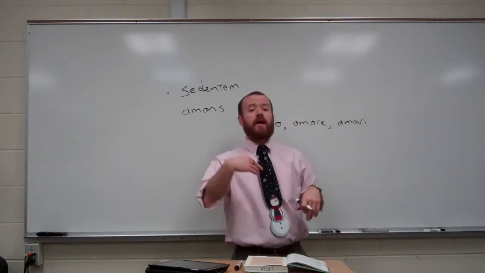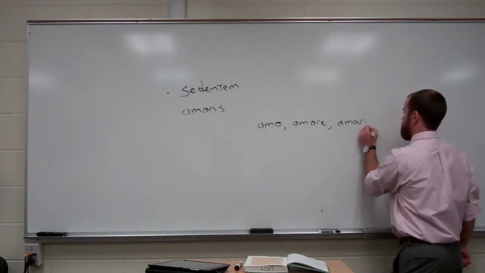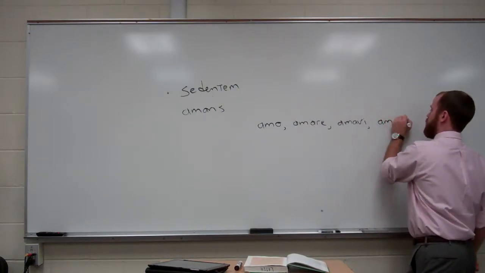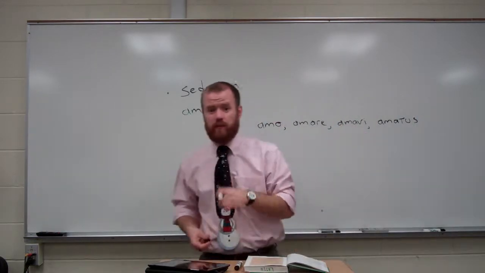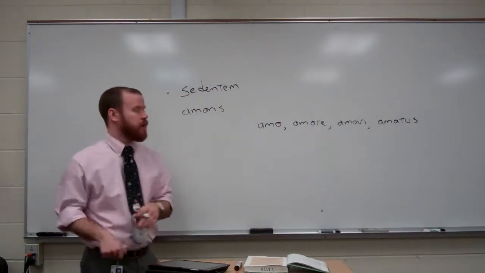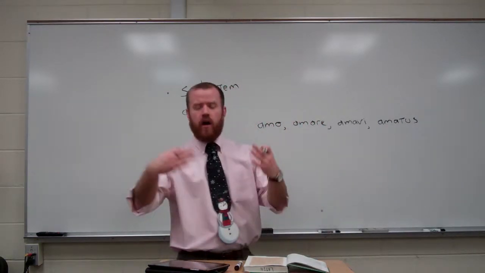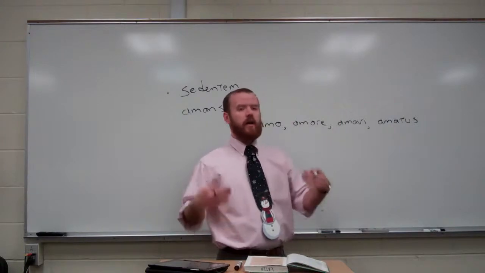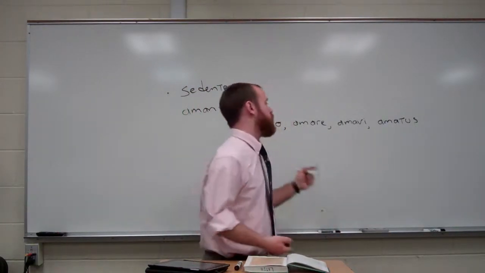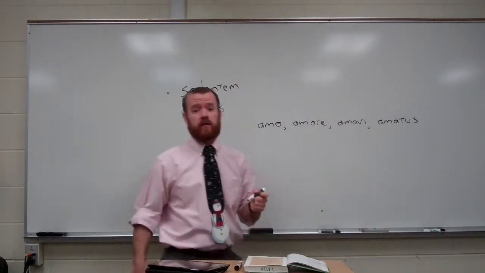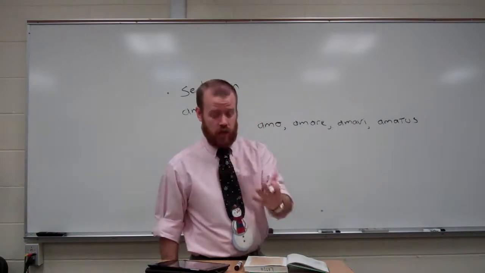Alright. Now we're going to add one more principal part. And luckily, though, this is the last principal part. Alright? So we have amatus. And this final principal part, this fourth principal part, is our perfect passive participle. Alright? So, unfortunately, we have to memorize a lot of this. There are some patterns out there, but most of the way you're going to identify the perfect passive participle is memorized in the 4 principal parts of the verbs, which you should be doing for your vocabulary memorization already.